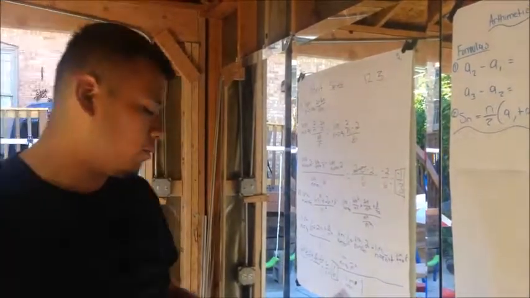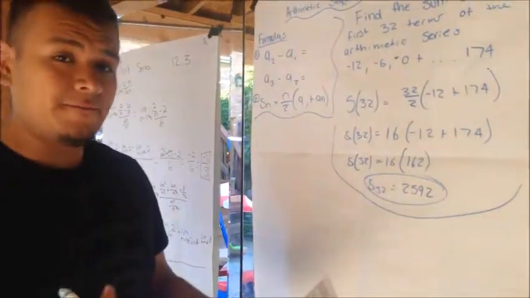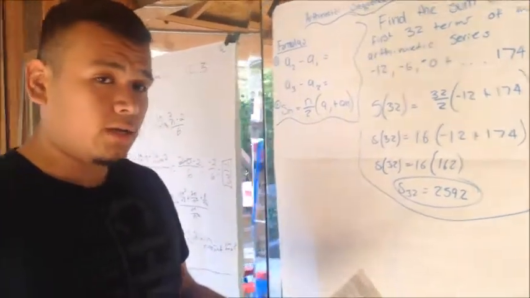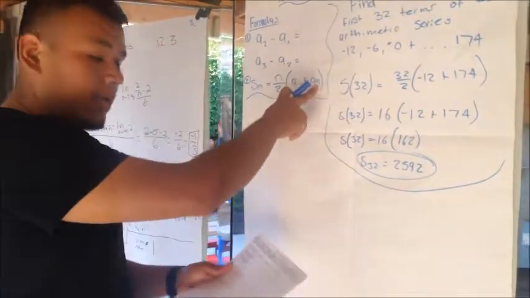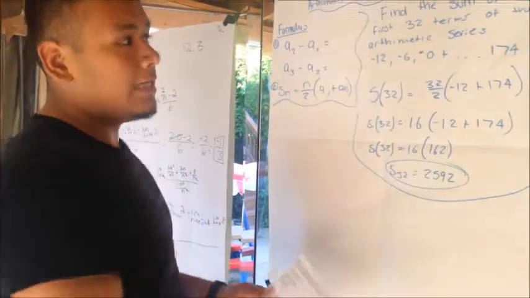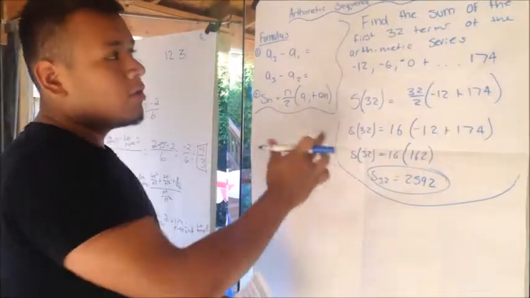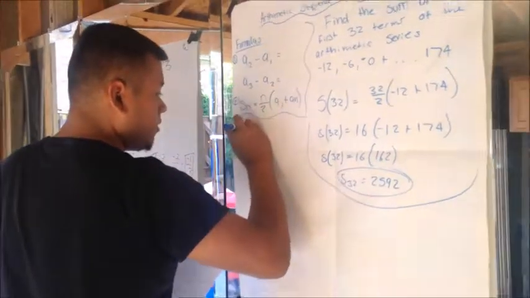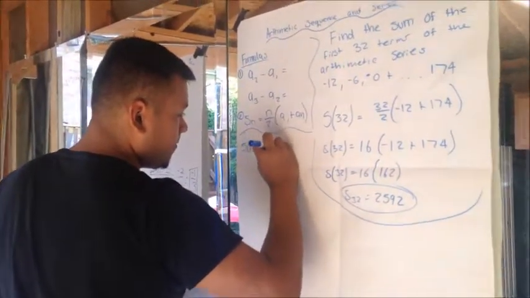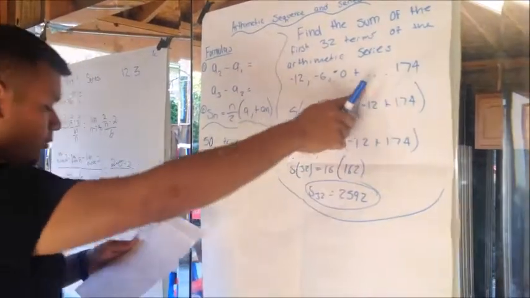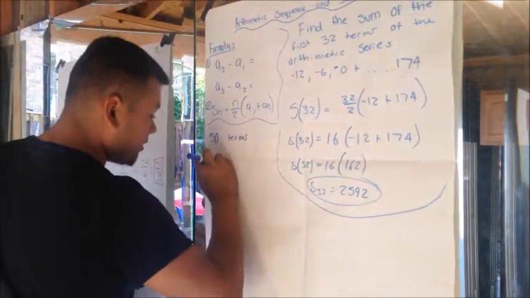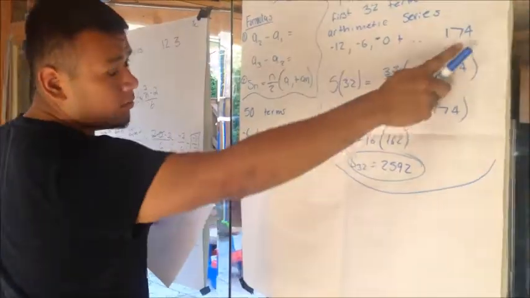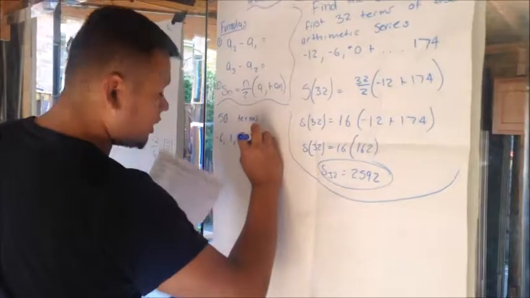second example. Find the sum of the first 50 terms of the arithmetic series -6, 1, 8, and the last number, an, will be 337. Now I'm not going to write all this again, so I'm just going to put the terms, which is 50, and the three numbers, which is -6, 1, 8, and the last number will be 337.